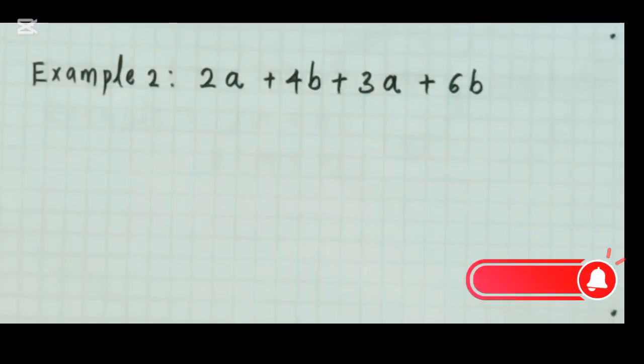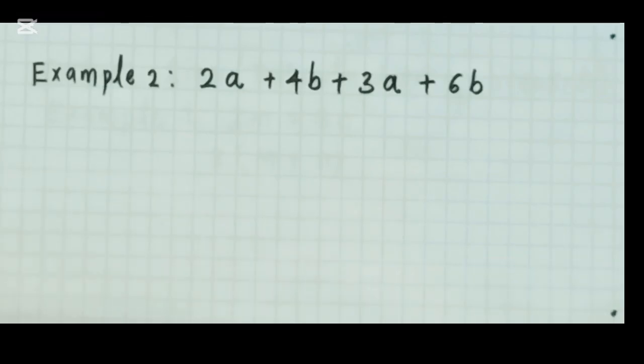Awesome. On to our second example. So we are having an expression 2a plus 4b plus 3a plus 6b. And the instruction is that we are supposed to factorize this particular expression. Now, for us to factorize this expression, we will first start by collecting like terms and simplifying it, and then seeing what common factors the expression will have afterwards.